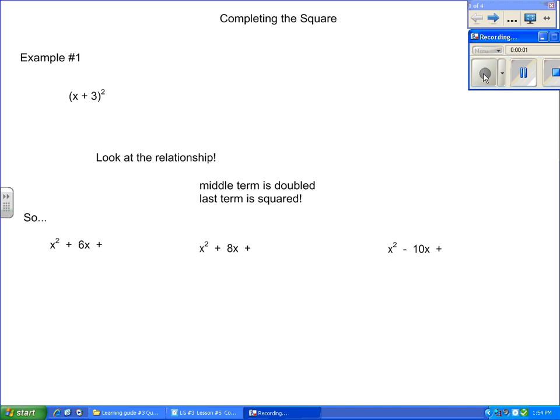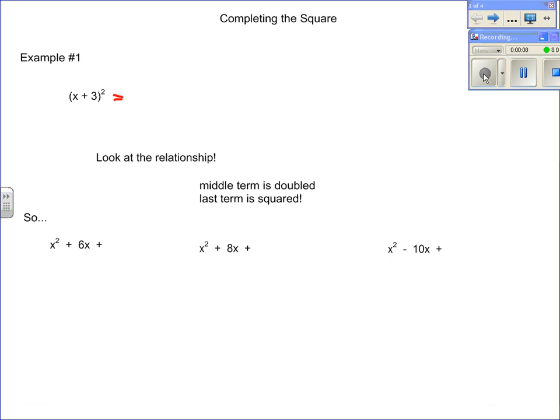I want to look at something called completing the square. Completing the square is quite an interesting concept. It's going to be very, very powerful for you when we start looking at a few things later on in parabolas. Taking a look at this, where does this come from?